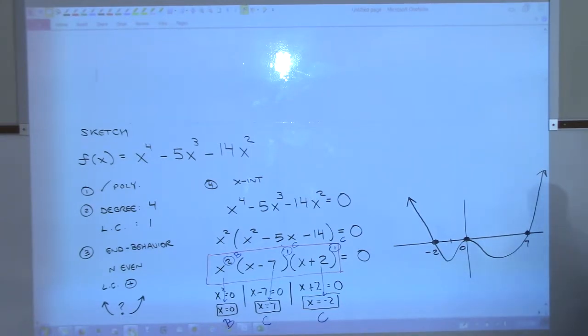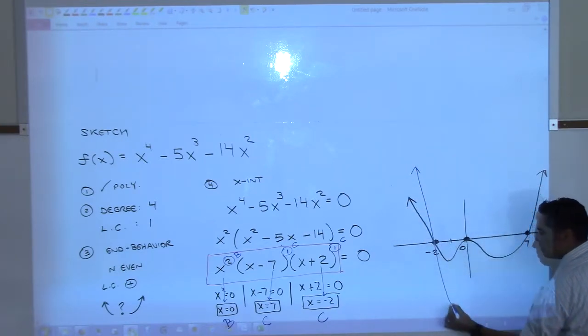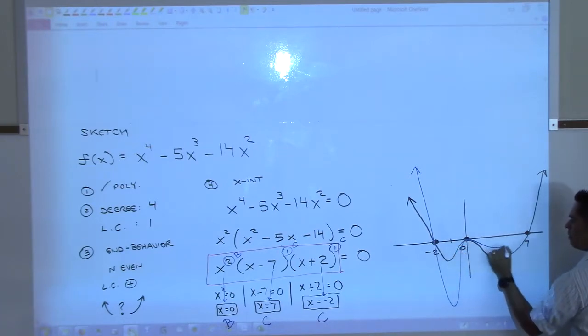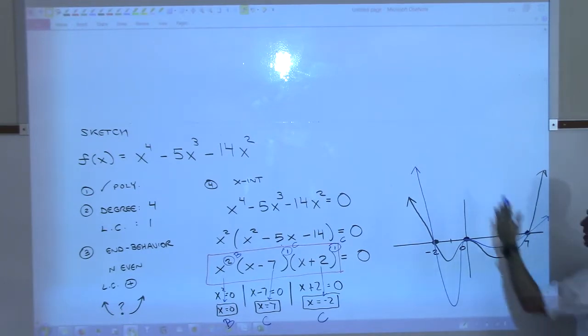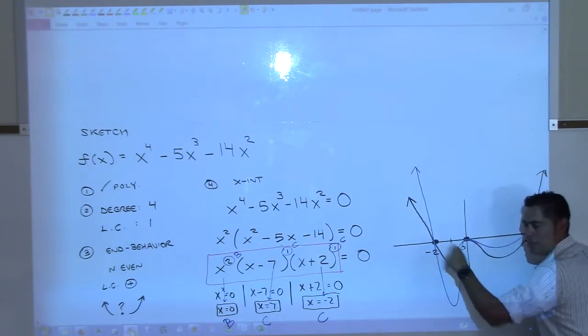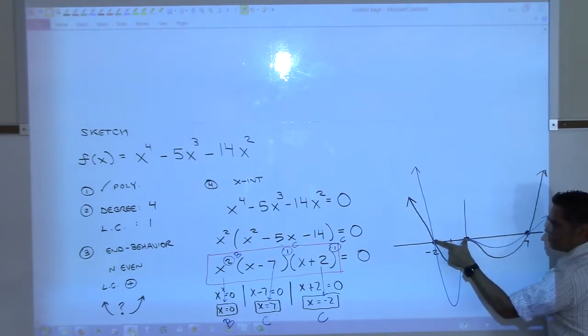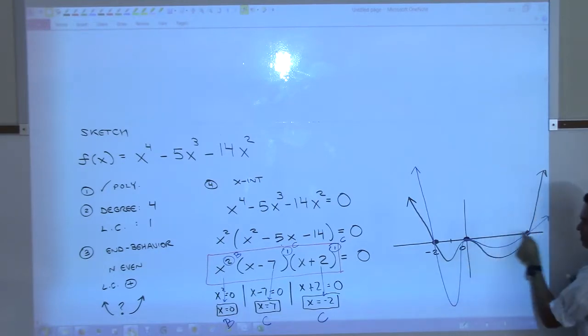Now, Brianna, am I going to take off on your exam? Will I take off if you draw it like this? No. No, I will not. What we all have to have in our picture is the correct left and right behavior, the correct x-intercepts, and then in between the x-intercepts, we should all have a picture somewhere down here. Between these two x-intercepts, we should have a picture down here. And everything should be curved.